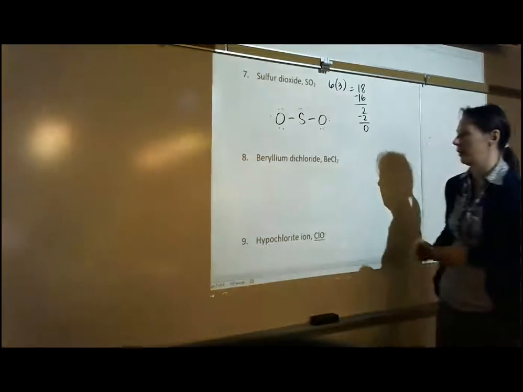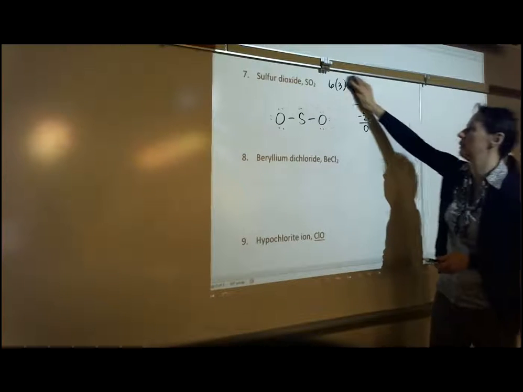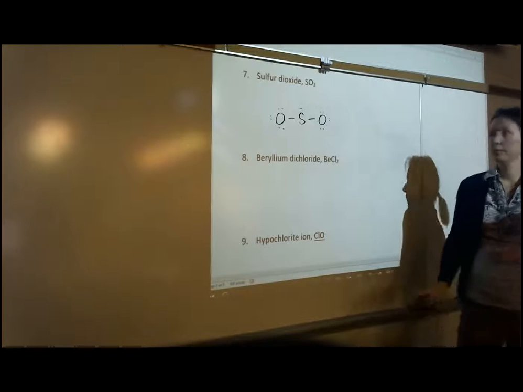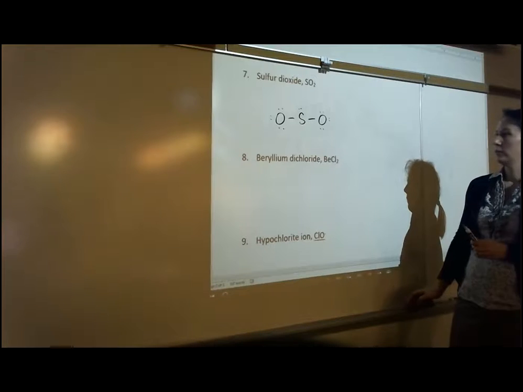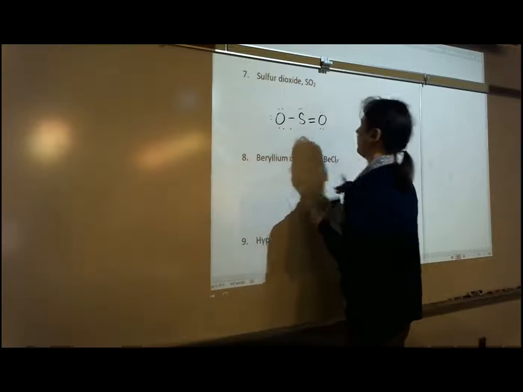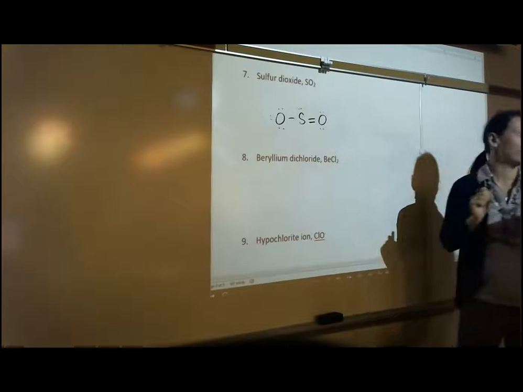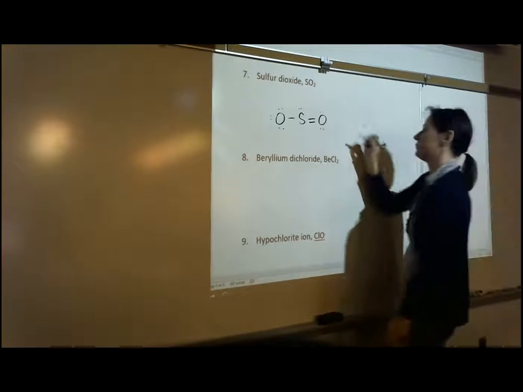So I'm out of electrons, so now I just check, does everybody have an octet? No. How can I achieve an octet? How many double bonds would I need to make? Just 1, right? I'd only need to make one, right? 2, 4, 6, 8. Is there another resonance structure that would achieve that same end? Yes.